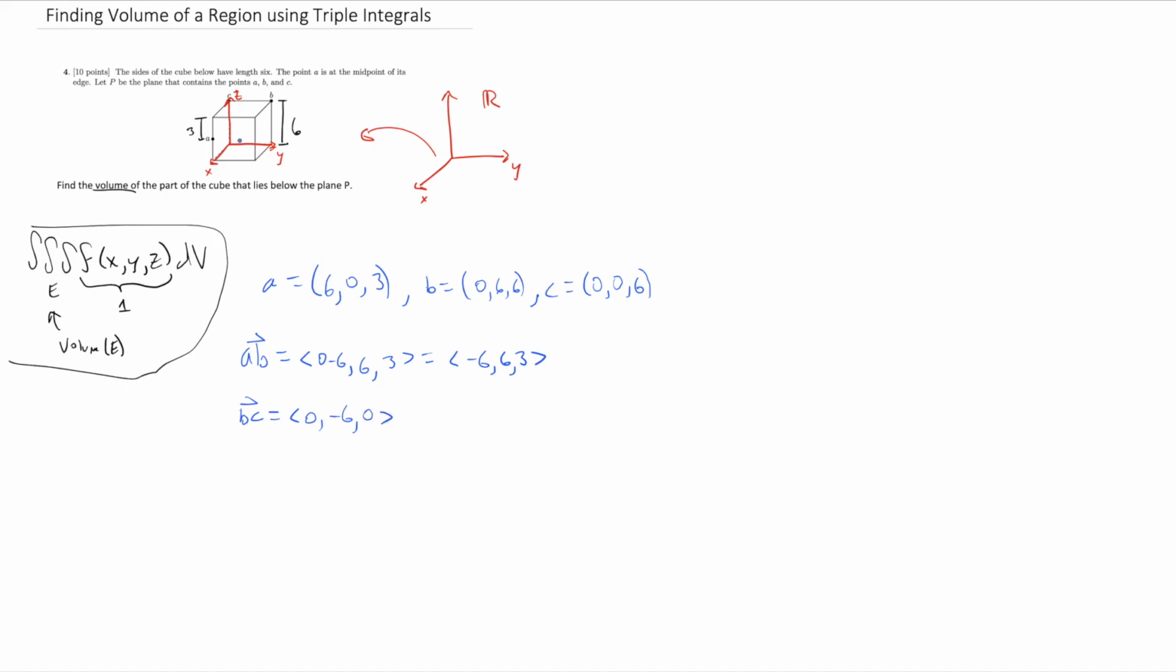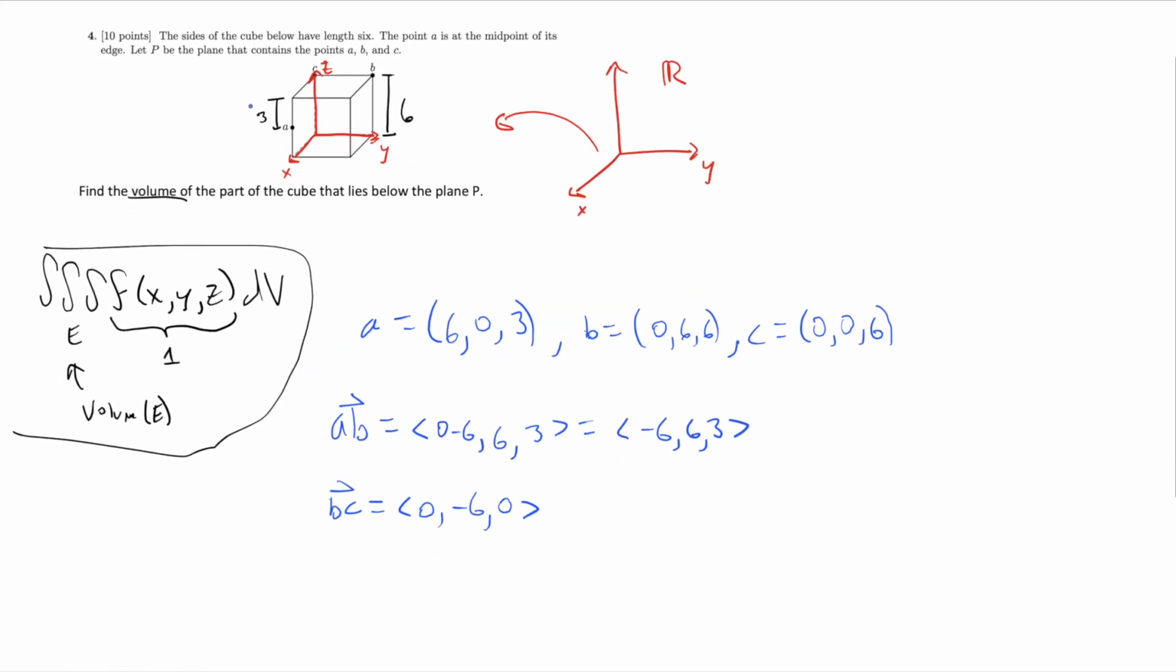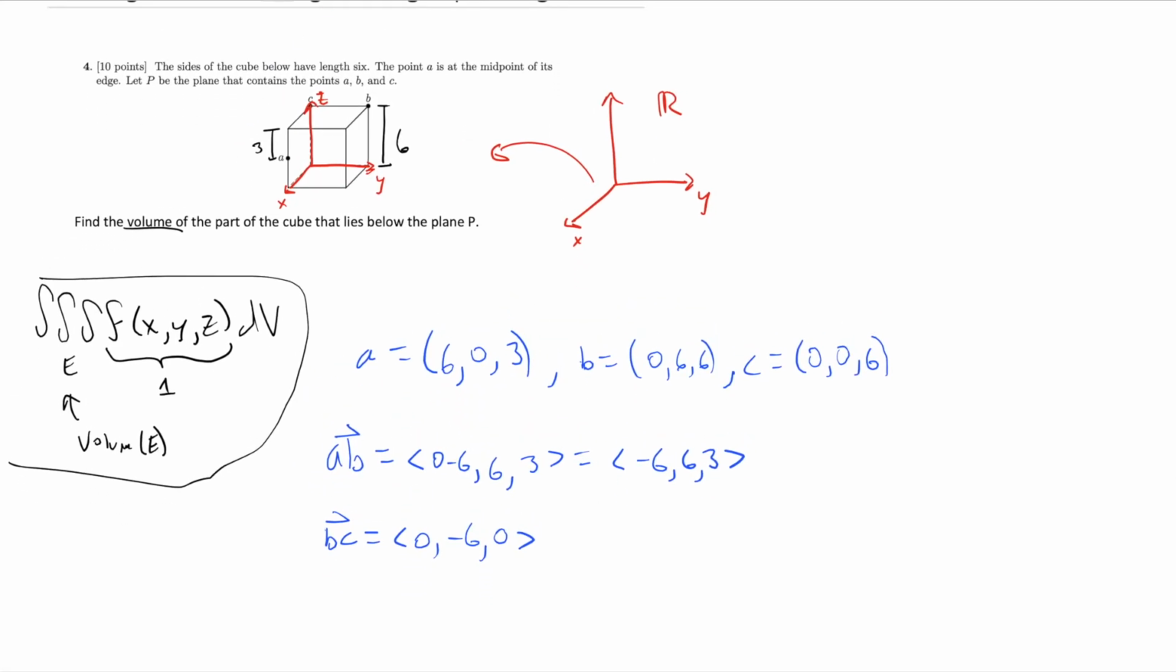Perfect. And just to get a quick visual on what we've done here. So if I want to draw my plane, and I'm only drawing the part of the plane that lies inside this cube, this is our plane right here. And what we've just done is found 2 vectors that lie in the plane. So AB, the vector connecting point A to point B, and another vector BC.